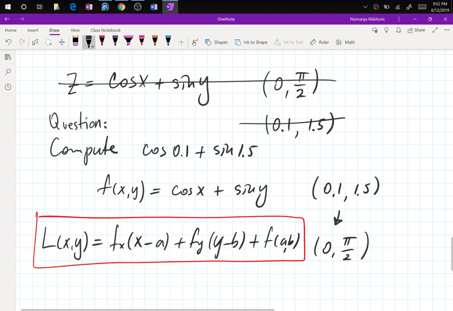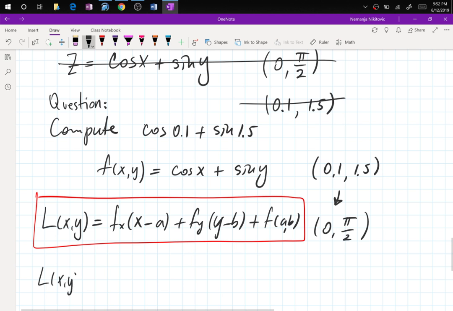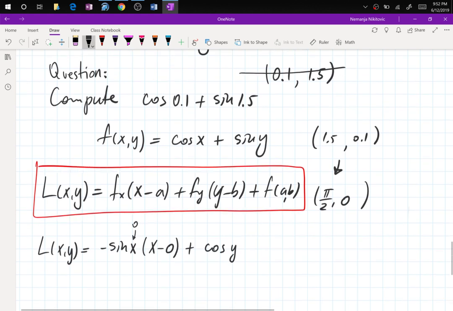Okay, so now you plug everything in. L of x, y is equal to the partial derivative with respect to x, which is negative sine x, computed at 0, times x minus 0, plus the partial derivative with respect to y, which is cosine y. I need to switch this, because we're going to get all zeros. So I'm going to use pi over 2 and 0, and then switch this to 1.5 and 0.1. That's what I eventually want to get.